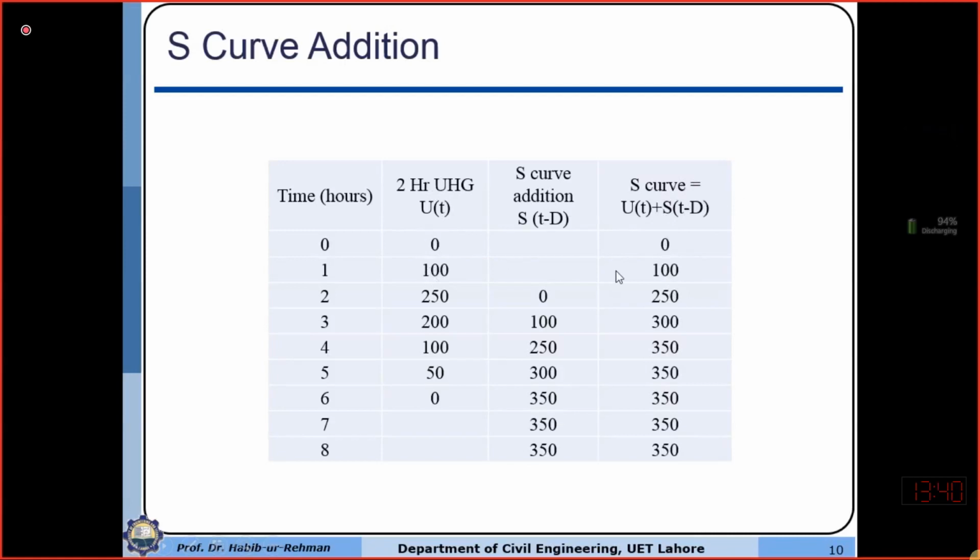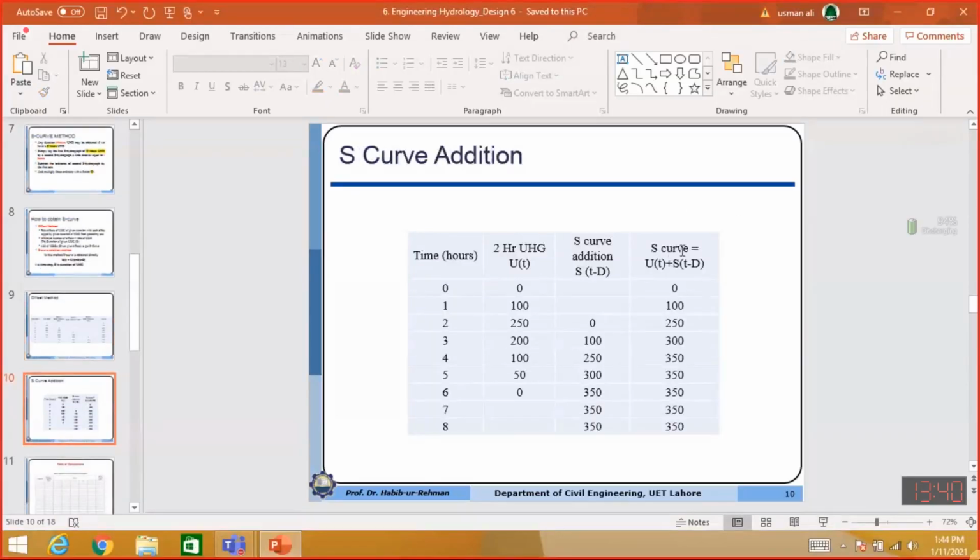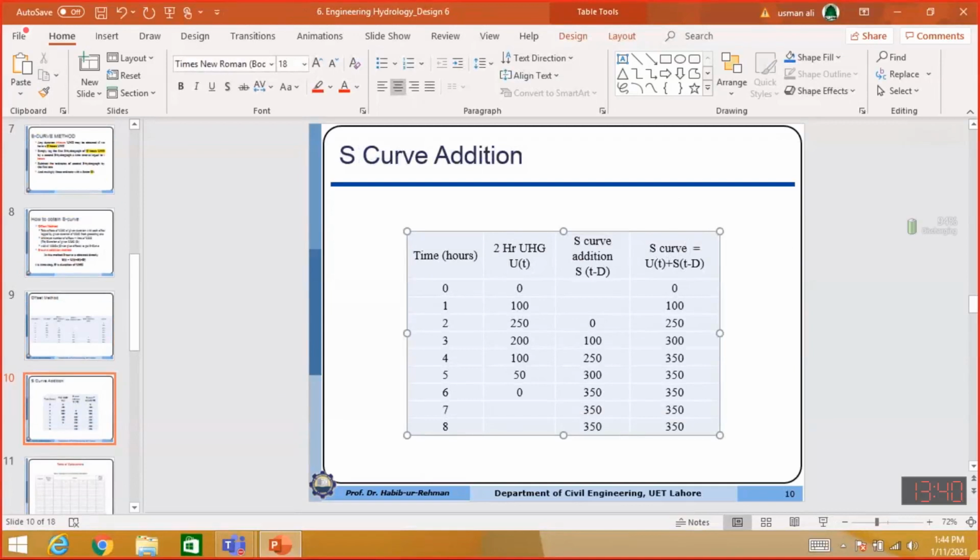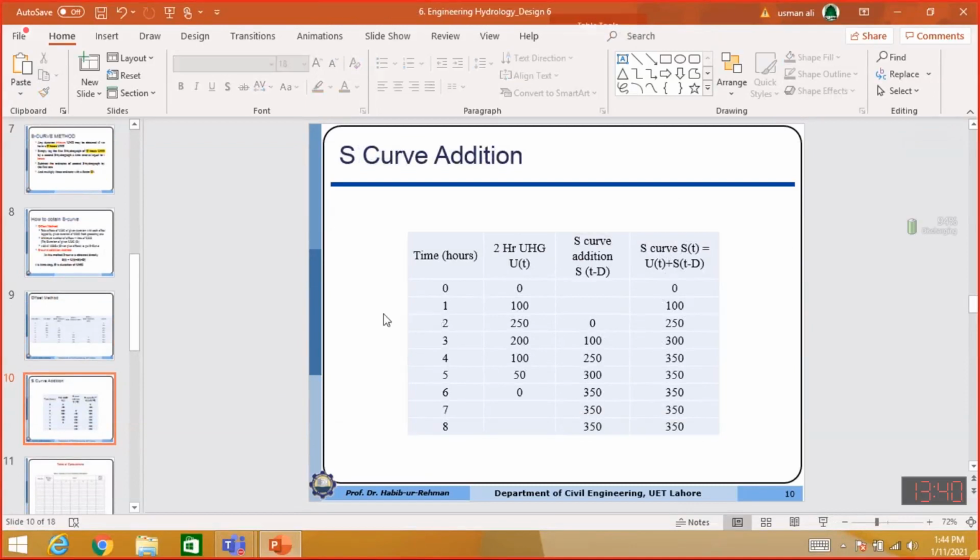Now coming to the second, the time step is 1, so S_1 is equal to, I can write over here, this is actually S_t, which indicates the ordinate of the S curve.